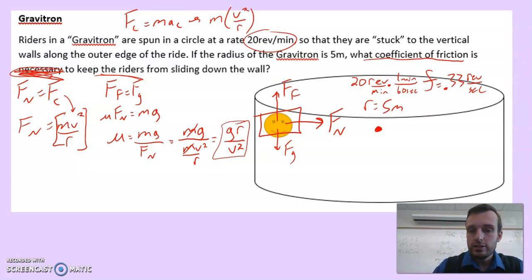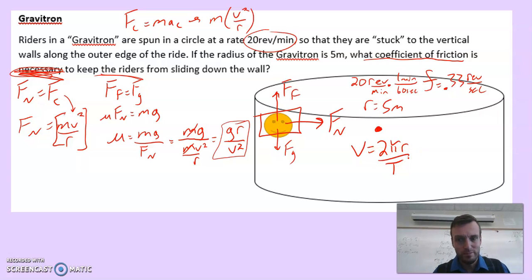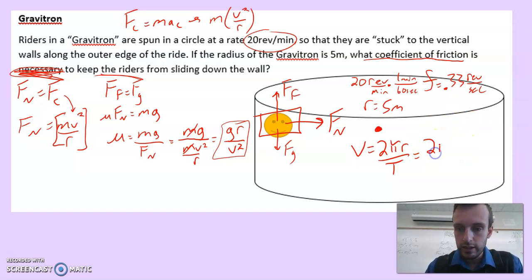The tangential velocity can always be found by doing distance over time. You just said that, Mr. Simkins. That's not what you wrote. You wrote 2 pi r over period, which I did. That's correct. And we also know that the period is 1 over the frequency. So the tangential velocity can be found by doing 2 pi r f.